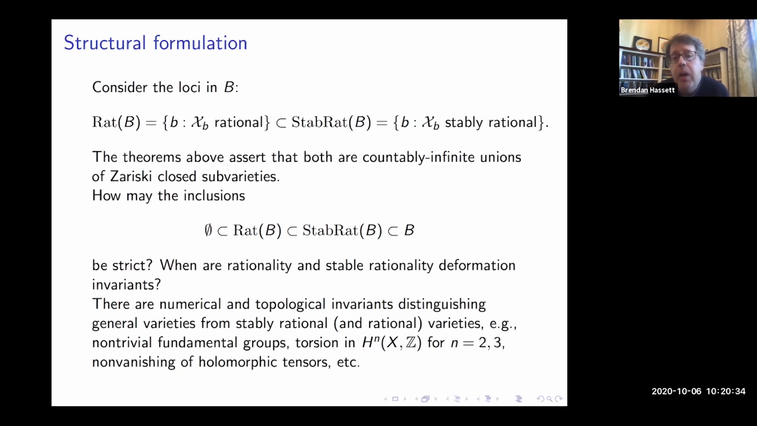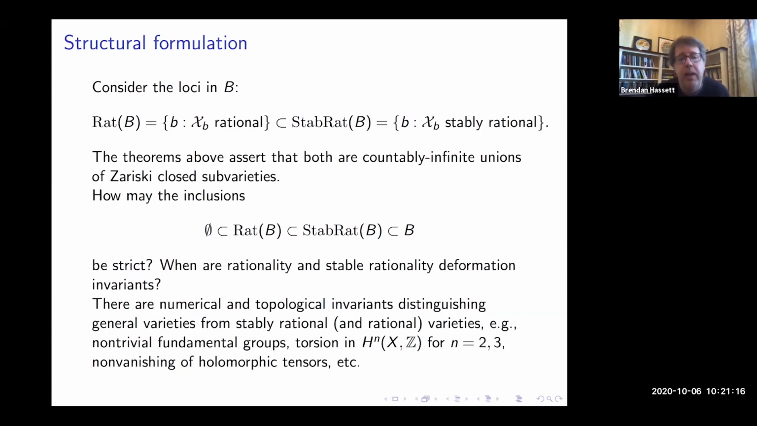There's a beautiful theorem of Beauville, Colliot-Thélène, Sansuc, and Swinnerton-Dyer showing the existence of smooth complex projective varieties that are stably rational but not rational. That won't play a huge role in what we're doing here, but I just wanted to mention it. And so the structural results of Nicaise, Shinder, Kontsevich, and Tschinkel are equivalent to the assertion that Rat(B) and StabRat(B) are a countably infinite union of Zariski closed subvarieties of the parameter base B. Each of these Zariski closed subvarieties is closed under specialization, but there could be a lot of them.